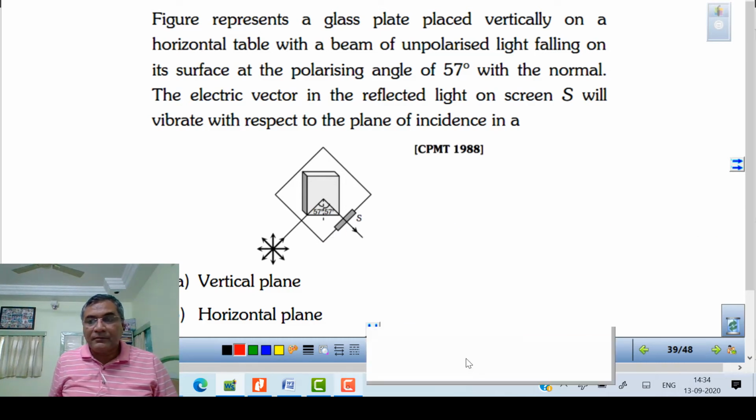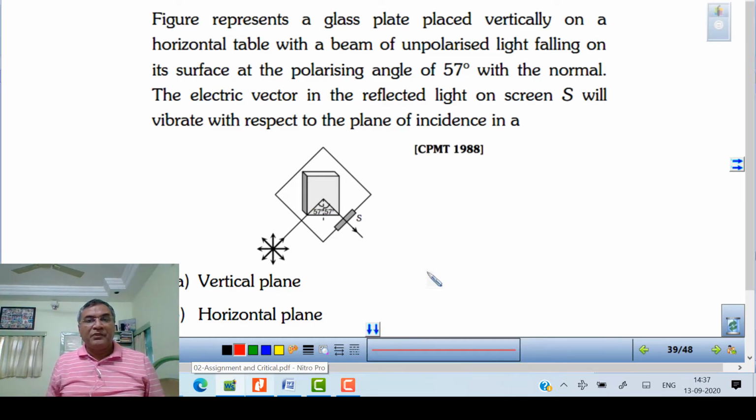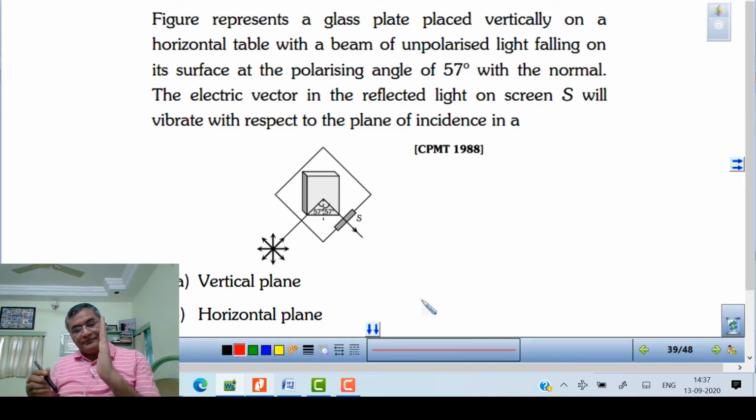So here, this is the vertical plane, and this light is incident over here, and it is reflected. So when this angle is the angle of polarization, this becomes polarized light. And the electric field vector is always perpendicular to the plane of incidence. So this is the plane of incidence and perpendicular means here.